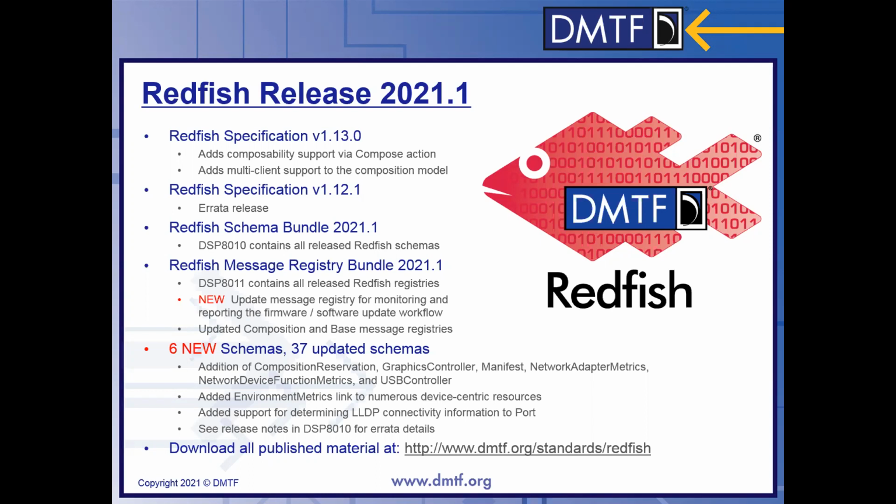The other items that were of interest, I think, for a wide audience is two things. Number one, we added a link to the environment metrics resource to a number of device locations around the model. That allows a unified method to show things like power consumption and temperature of a device and do that consistently throughout the model. And I'll talk a little bit more about this in a moment, but there have also been additions to expose the LLDP connectivity information on various network pieces. And like I said, all of the real details of that are available in the README.